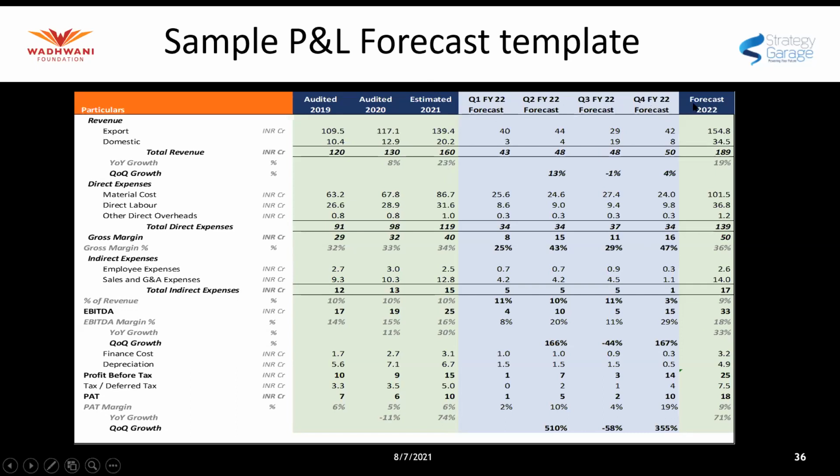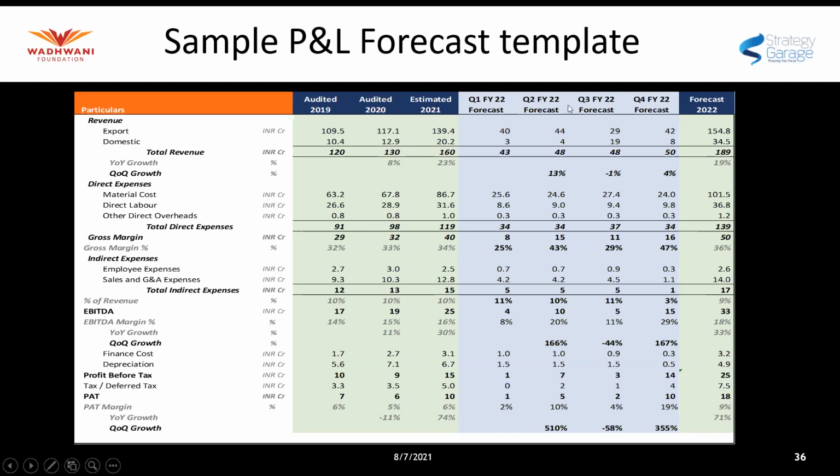I'm sorry, I take back. When I say estimated 2021, it is March 2021. The reason I said estimated is because the year is over, March 21 is over, but the reason you call it estimated is unaudited. If it is audited, you would put it as audited 2021. Since it is not audited, you say estimated.